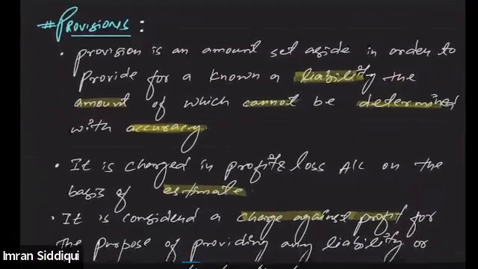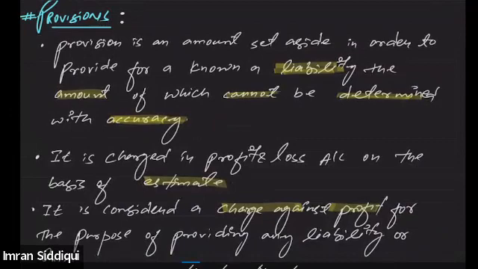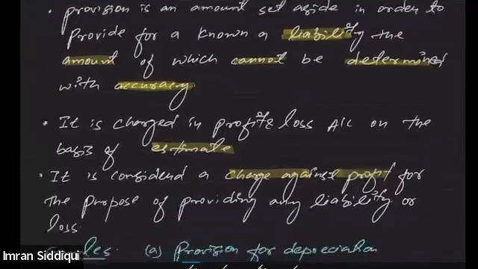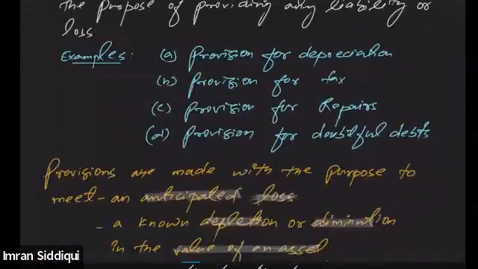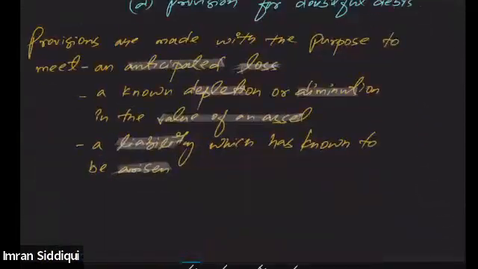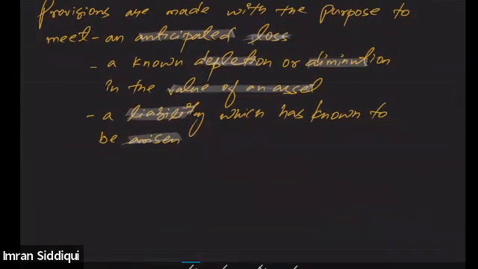See, until now we just discussed that provisions are what? Provisions are the amount which is set aside in order to provide for any known liability, or you can also write loss, the amount for which cannot be determined with accuracy. It is charged in profit and loss account. That means it is recorded in the profit and loss account. Instead of charge, you can also write down recorded in profit and loss account. On the basis of estimate only, it is considered a charge against profit, and the purpose of providing the liability or loss. And these are a few examples of provisions, and provisions are made with the following purposes.